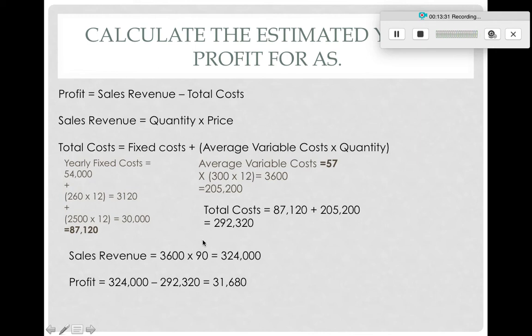292,320. Then with the sales revenue, the price of 90 multiplied by the maximum output, which was again 300 times 12. Okay, so 3,600 times 90 gives me 324,000 as sales revenue. So the profit is 324,000 minus 292,320, giving me an annual profit of 31,680.